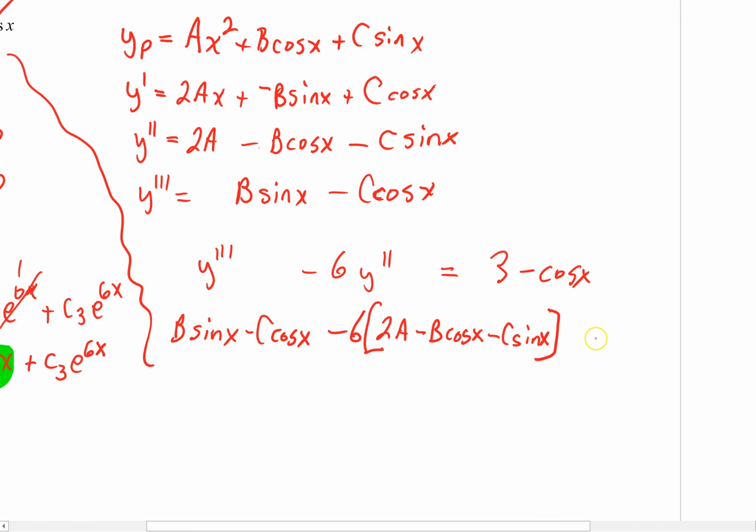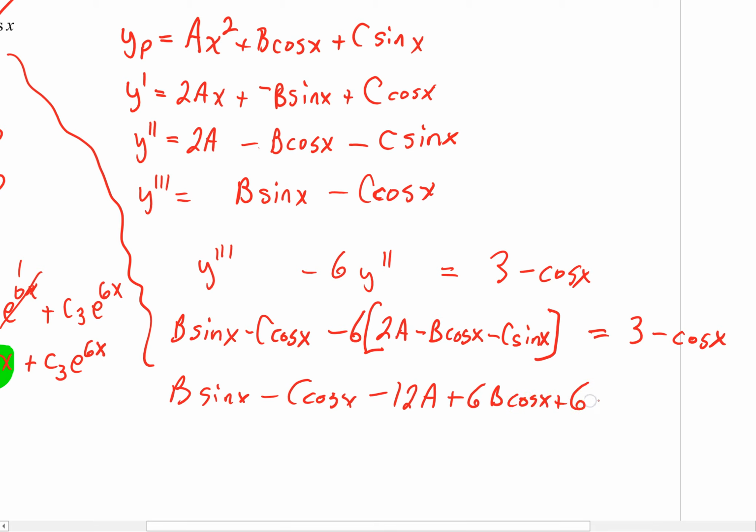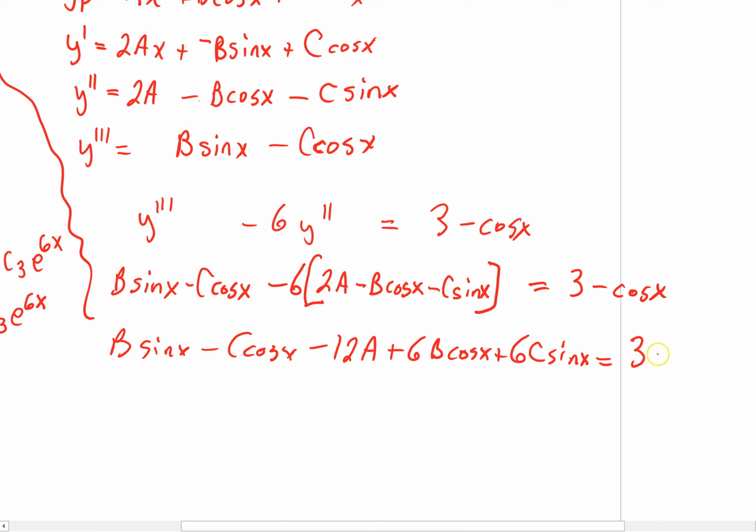And it's at this point where we're just going to have to do a lot of cleaning up. So we've got our b sine x minus c cosine of x. I'm going to distribute right here and get minus 12a plus 6b cosine of x plus 6c sine of x. And over here we can say, of course, we have 3 minus the cosine of x.